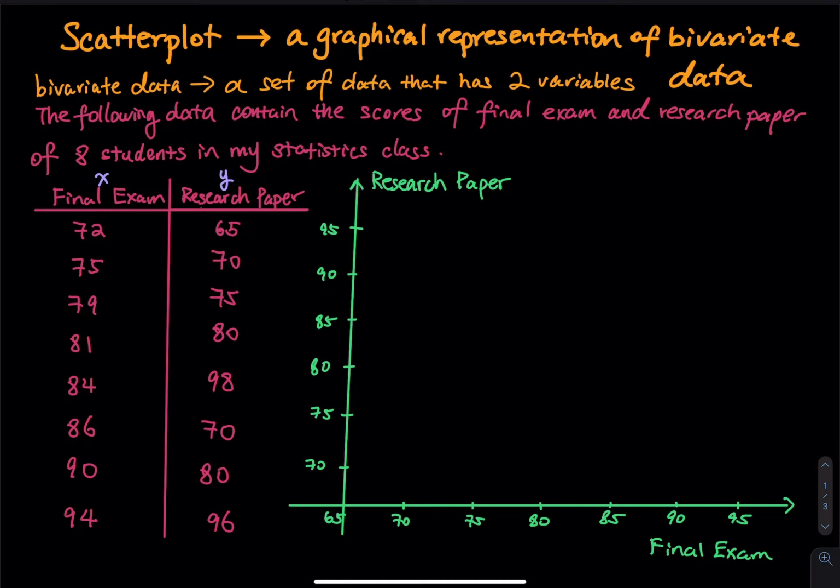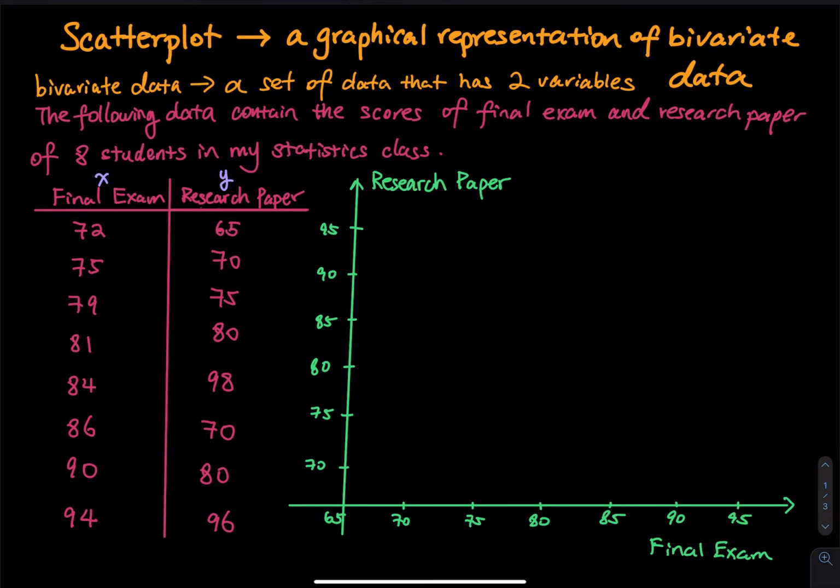So how do we build a scatter plot? To build a scatter plot, we have to plot every student's information on a picture. So let's start. The first student got 72 points on the test and 65 on the paper. So how do we handle that? Do you see that on the right hand side, I prepared two axes for you. On the horizontal axis, I call that final exam, and on the vertical axis, I call that research paper, and I already scaled the two axes for you.